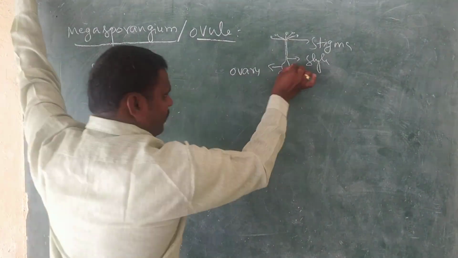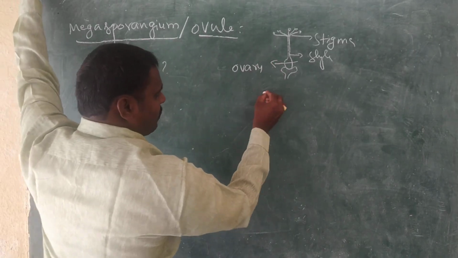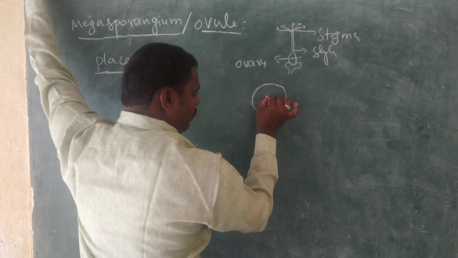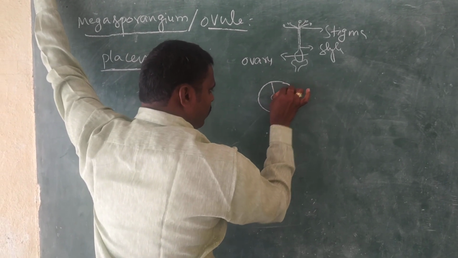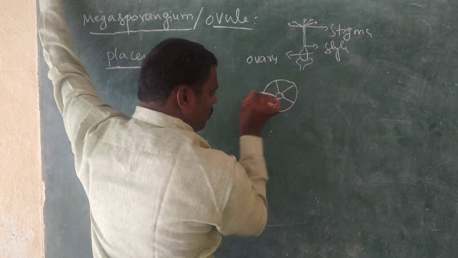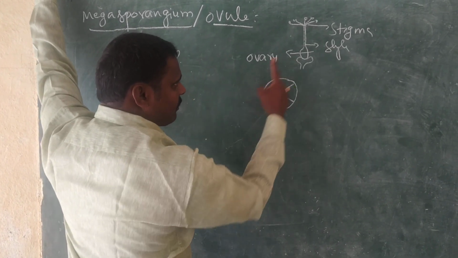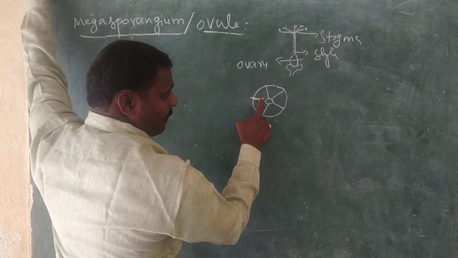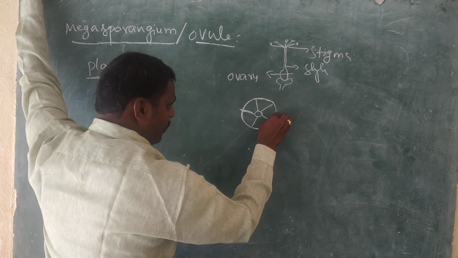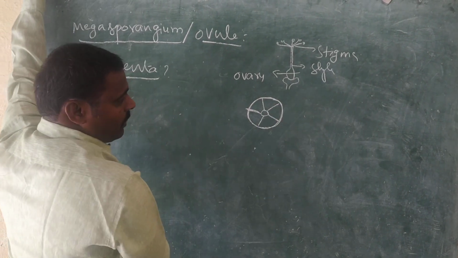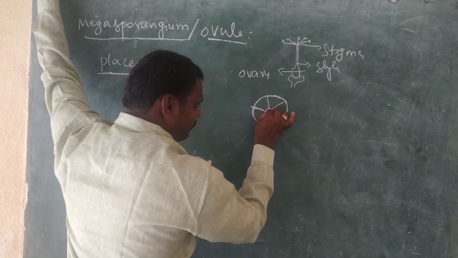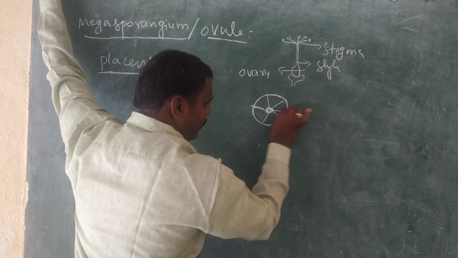Yes, if we take the transverse section of the ovary of the hibiscus, we can find 5 locules. How many locules? 5 locules. 1, 2, 3, 4, 5. The number of locules is equal to the number of carpels. Because of that reason, pentacarpellary, pentalocular, syncarpous, superior ovary, axile placentation is present in the ovary of hibiscus. See, this structure is called placenta.